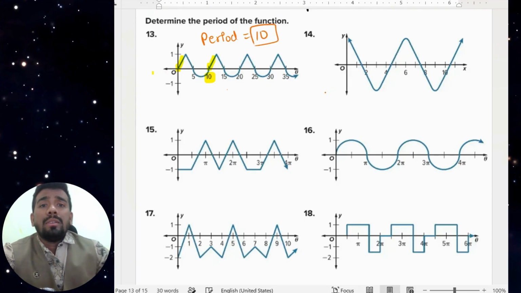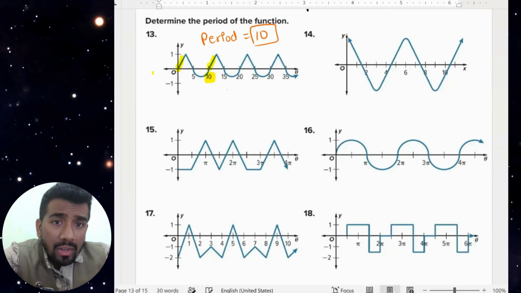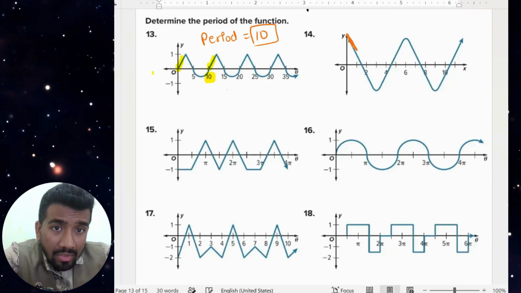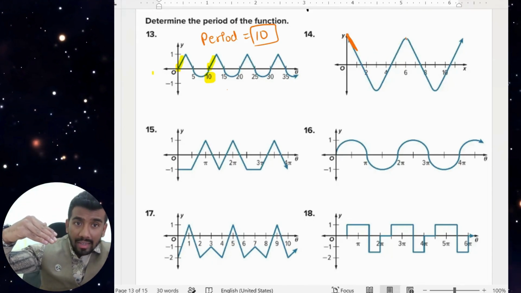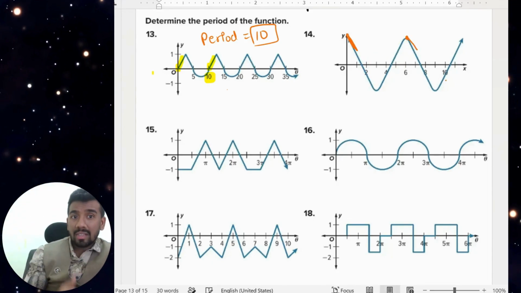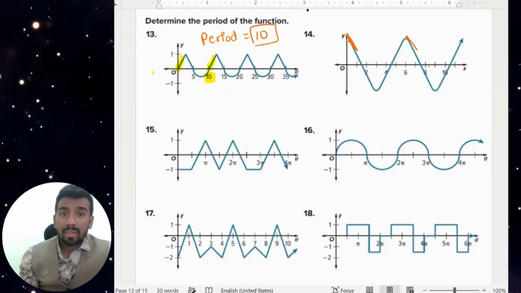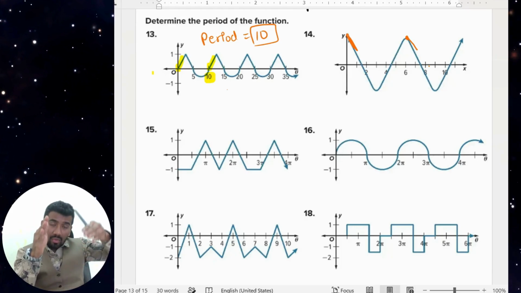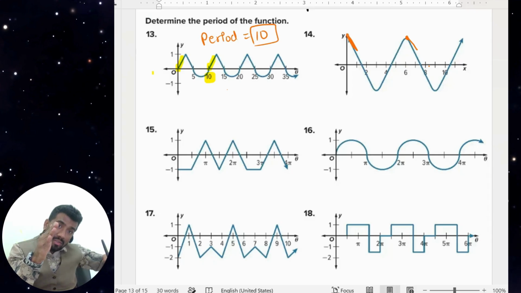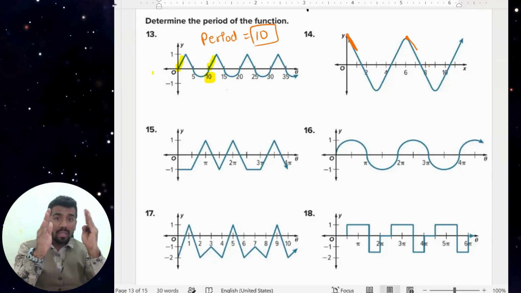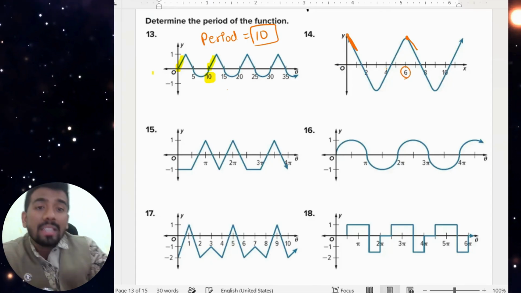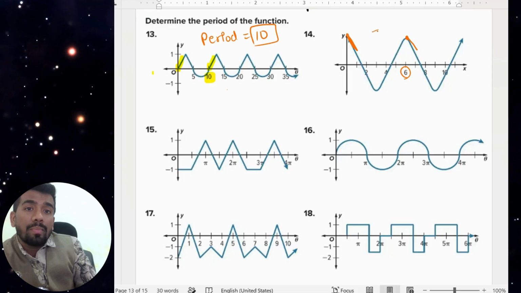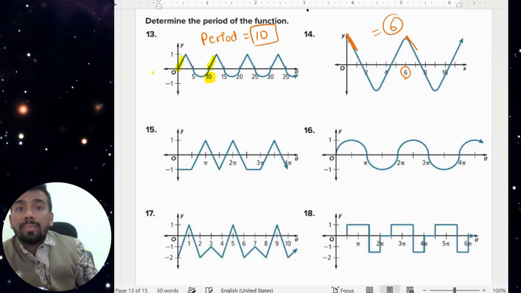What about this? You see from 0, it goes down, then up, again going down and up. Where does it go down again? At number 6. So that's the period. So what's the period of this one? 6. Understood?